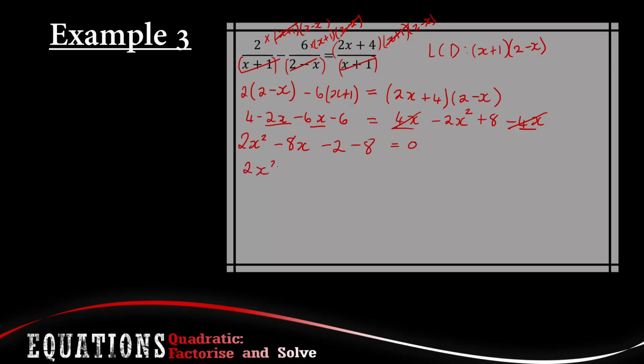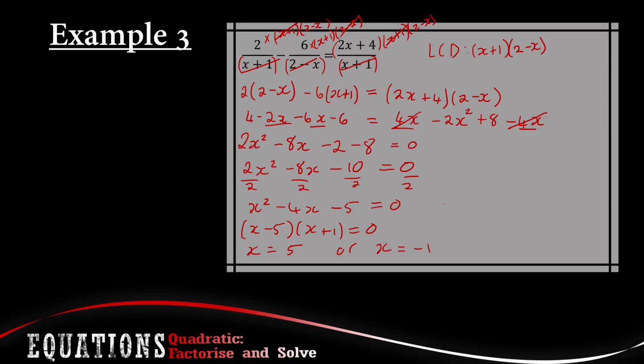Okay, just simplifying that further, minus 8x minus 10 equals 0. Now we can simplify this: if we look at this, all these values are even, so we can divide every term by 2 to simplify our equation further. This would leave us with x squared minus 4x minus 5 equals 0. Okay, and then the factors of 5 are 1 times 5. So I'm going to say x minus 5 and x plus 1 equals 0. So x equals 5, or x is equal to negative 1.